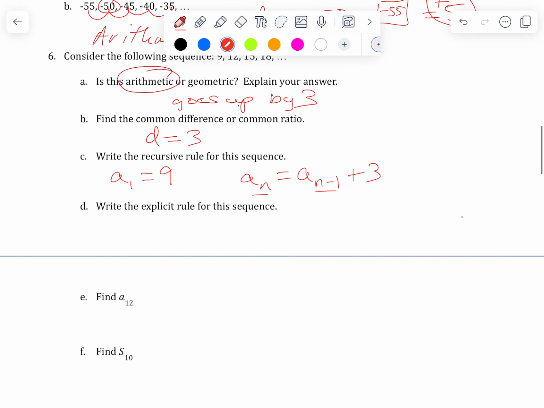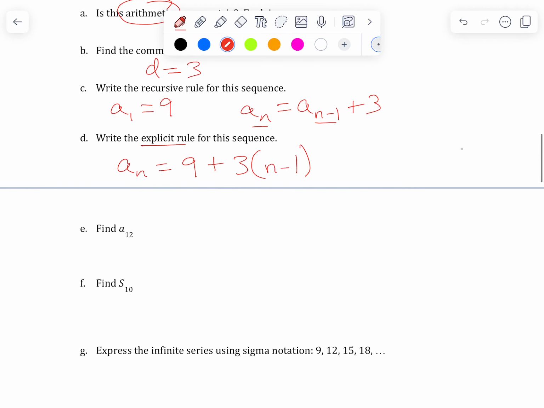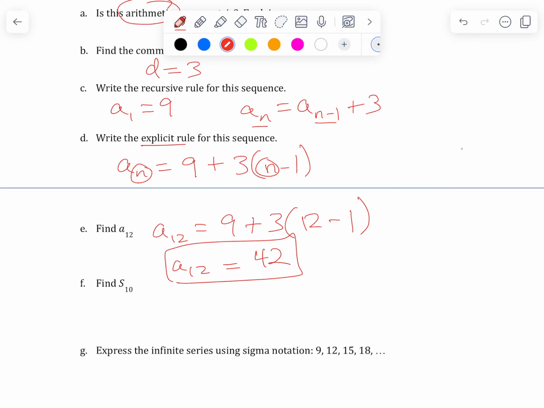Now to write the explicit rule when it's arithmetic, you say a sub n equals the first number, which is 9, plus what it goes up by, which is 3, times n minus 1. To figure out the 12th term, all you have to do is replace n with the number 12. So to get the 12th number in the pattern, it's 9 plus 3 times 12 minus 1. If you do that in a calculator, 3 times 11, this should be 42. So that'll be the 12th number.